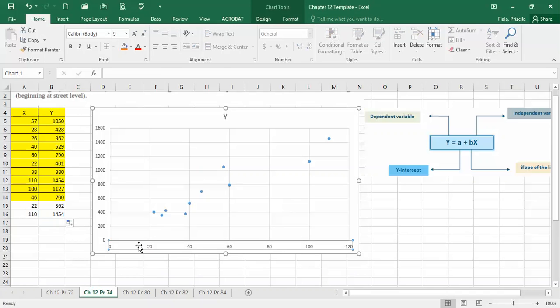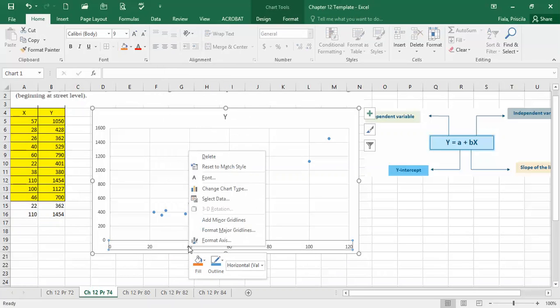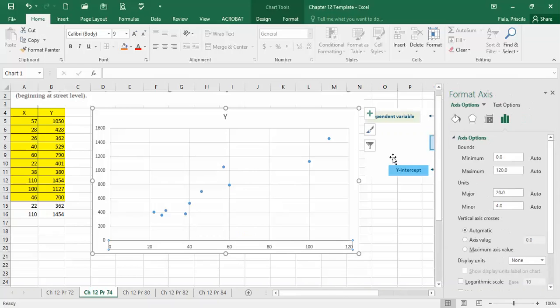So let's click the mouse over here, select this horizontal axis, okay? And then click the right button and go right here, format the axis, and it opens another option. Well, the minimum is 22, so I really want it to be 20. And my max is 110.